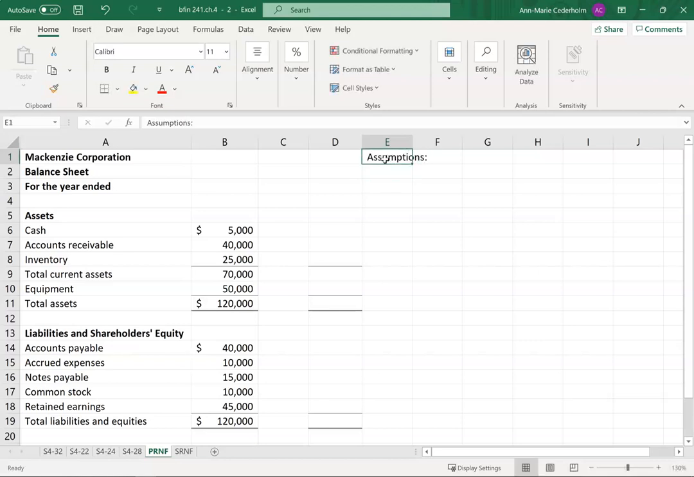So I have a balance sheet for Mackenzie Corporation. So this is what happened in this year. And so now I'm going to try and project what would happen if I increase my current sales by 50%. So my current sales are 200,000. I have a sales increase of 50%.